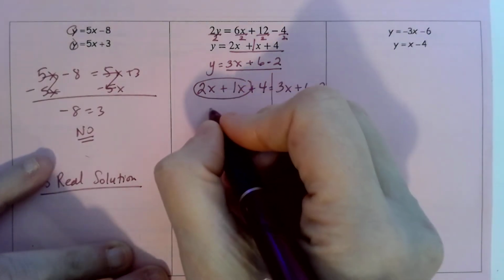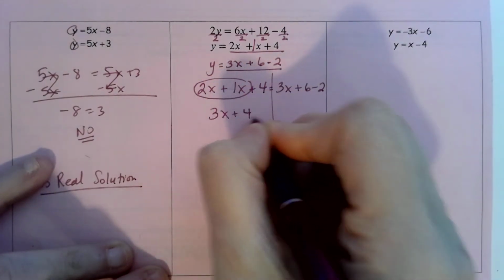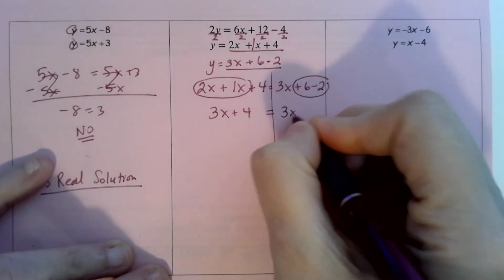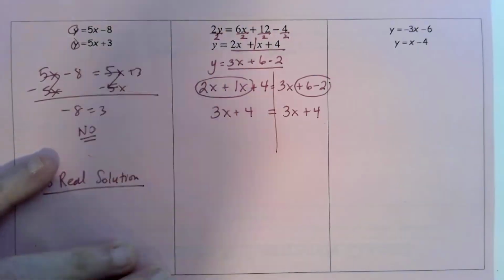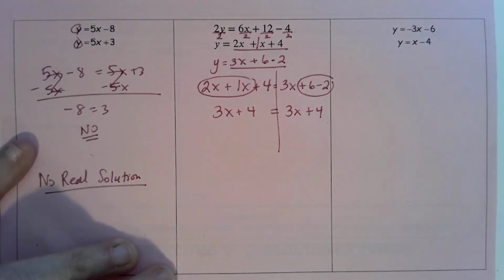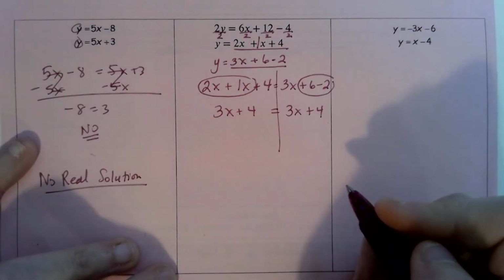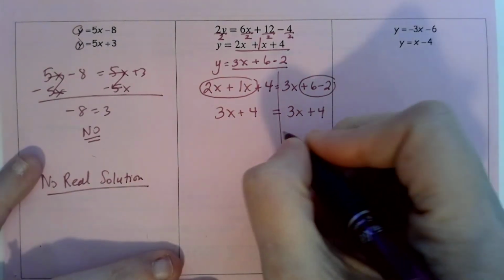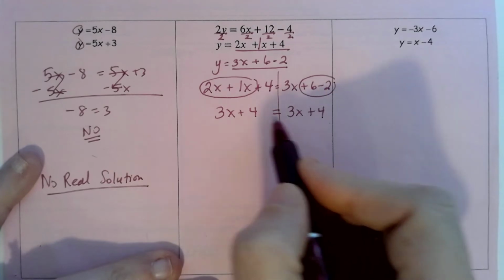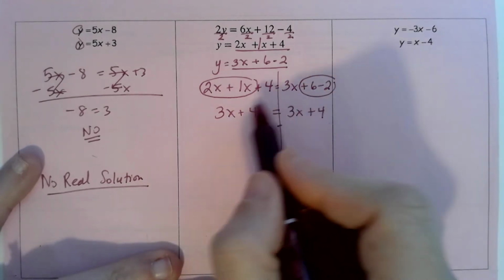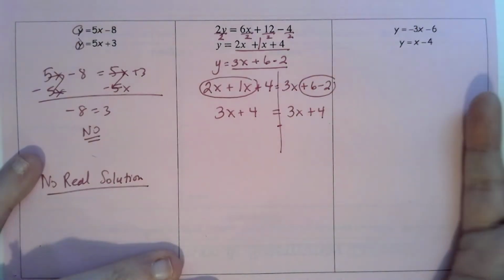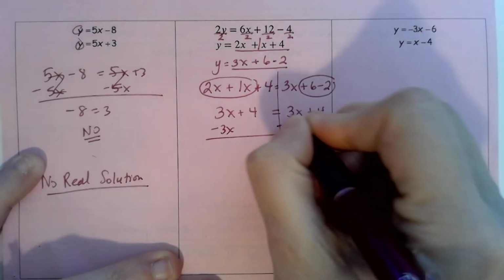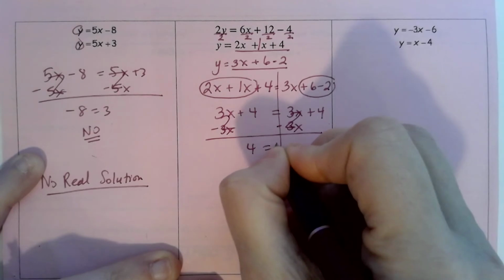Okay, so 2 plus 1 is 3x plus 4 equals, and then over here I can combine these numbers. 3x, well, negative 6 plus 2 is positive 4. Okay, well, these are the same equation. So right now, your brain should be screaming infinitely many solutions. And honestly, if you want to stop right here, you could. But the reason why, remember, is because I see the mirror image. When I see the same thing, this line and this line are going to graph exactly the same. But if I subtract 3x from both sides, I get 4 equals 4.